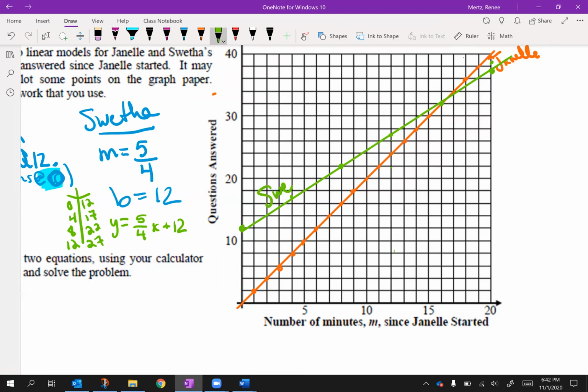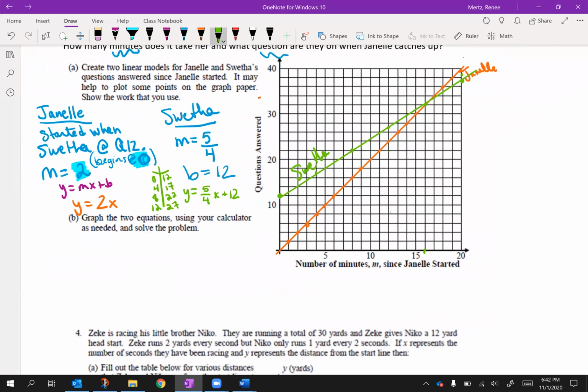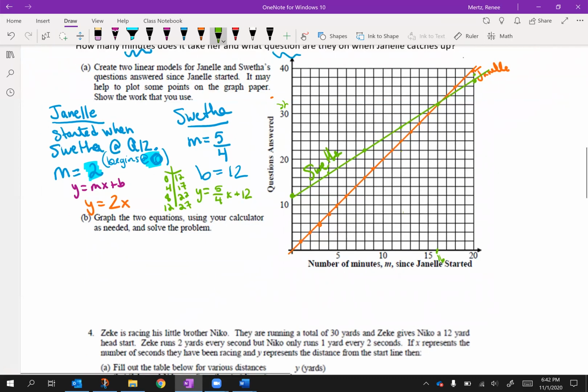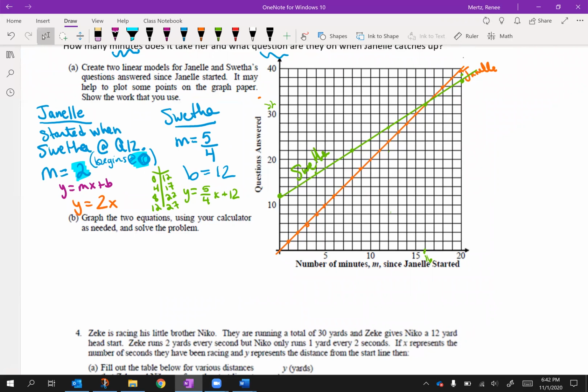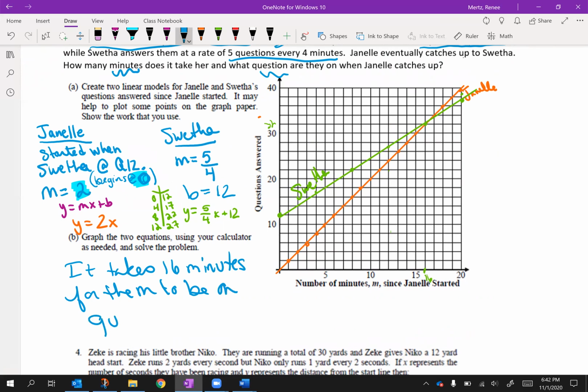So this is Swetha. So the intersection point was at 16 minutes. Question 32. Graph the two equations using the calculator as needed and solve the problem. So the question said how many minutes? So it takes 16 minutes for them to be on question 32 together.